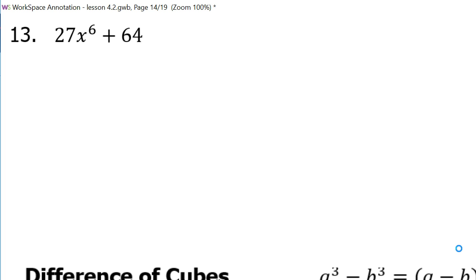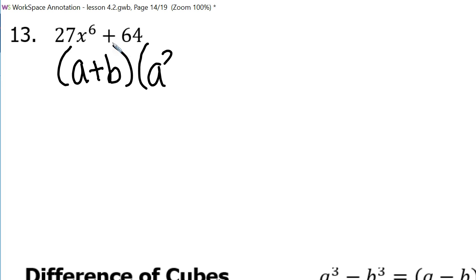Number 13. Is 27 a perfect cube? Yes. Is x to the 6 a perfect cube? Yes. Is 64 a perfect cube? Yes. So is this a difference of cubes or a sum of cubes? Sum of cubes. So the formula is a plus b, a squared minus ab plus b squared.